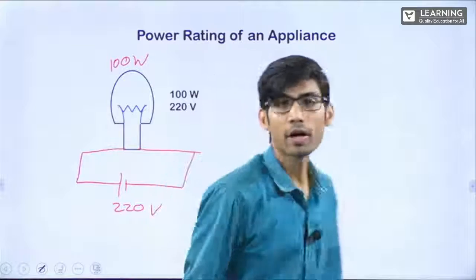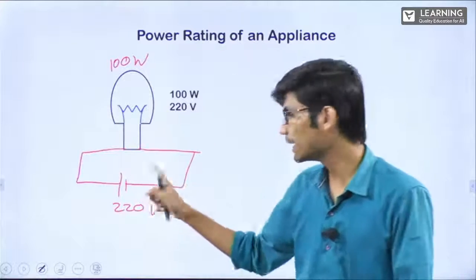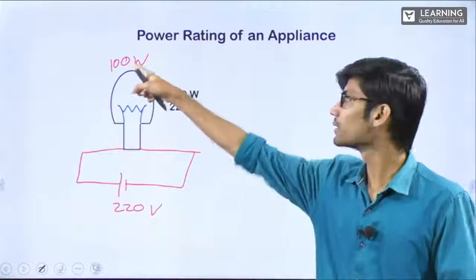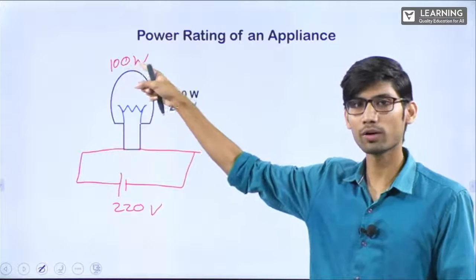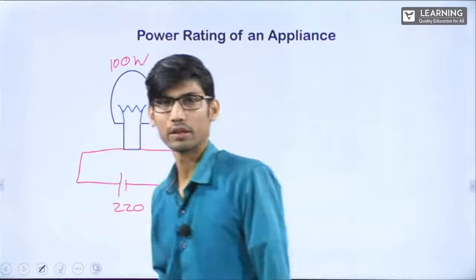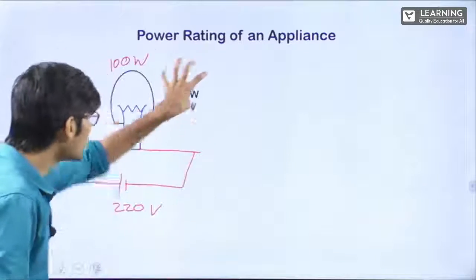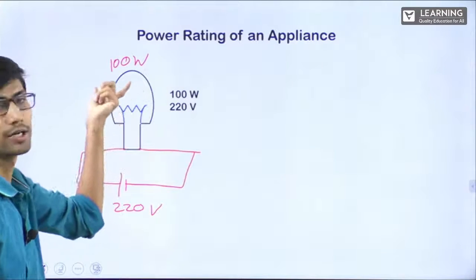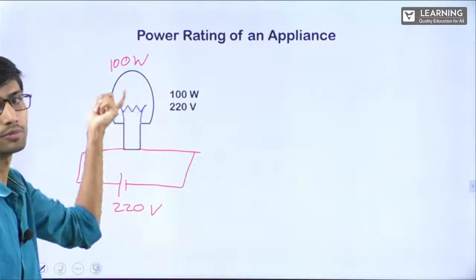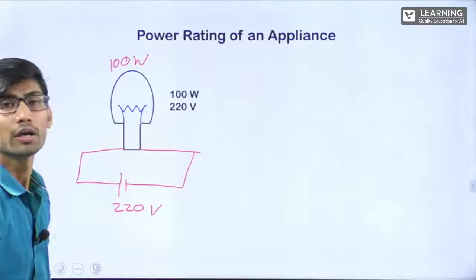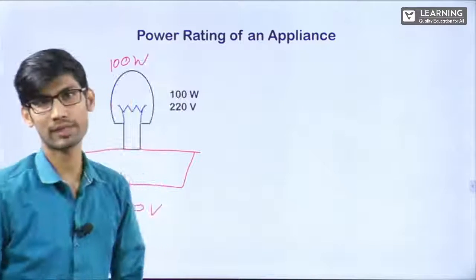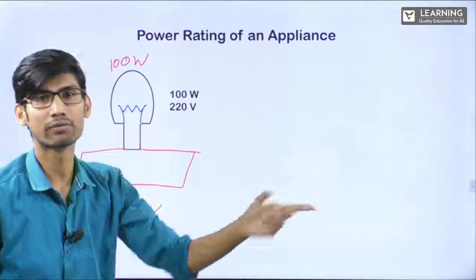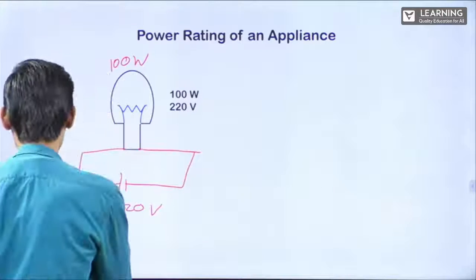Alright. Now if I supply less voltage, will the power be 100 watt? No. This only means that if 220 volt is supplied, the power absorbed in this bulb will be 100 watt. Now the more power is absorbed, the brighter it will glow. Clear? Remember that.